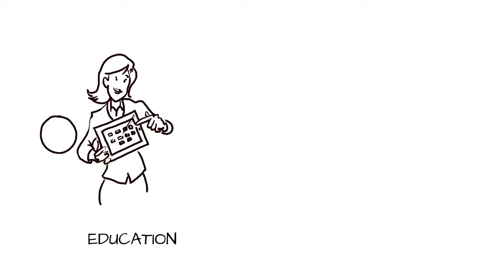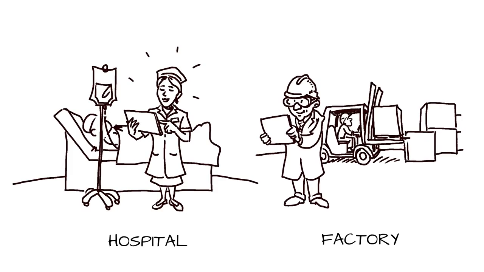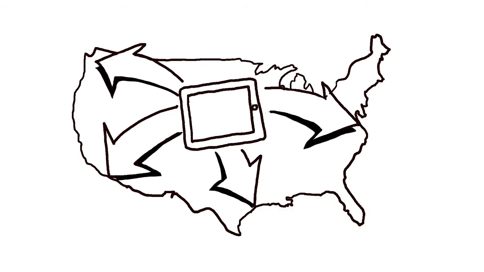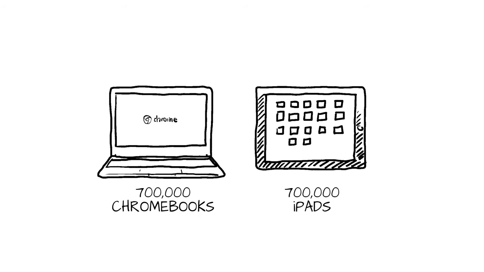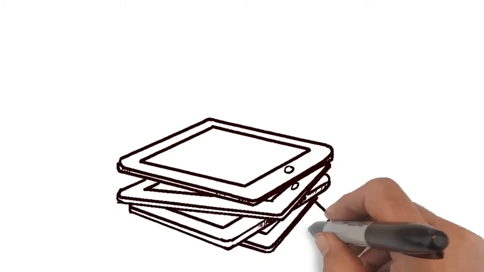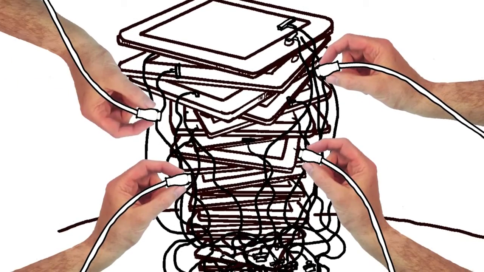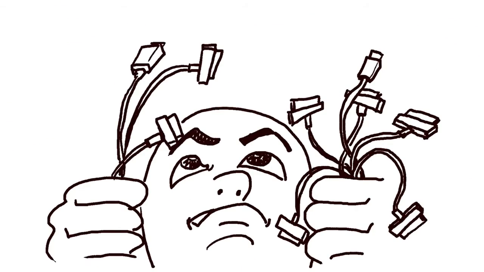From education to business, in settings as diverse as the hospital room and the factory floor, mobile devices are transforming every organization. Their adoption rate is booming nationwide. For example, more than 700,000 Chromebooks and 700,000 iPads were shipped to U.S. schools last fall. As tablets and Chromebooks multiply, charging and storing dozens of valuable devices in limited space becomes a big headache and an even bigger security risk.